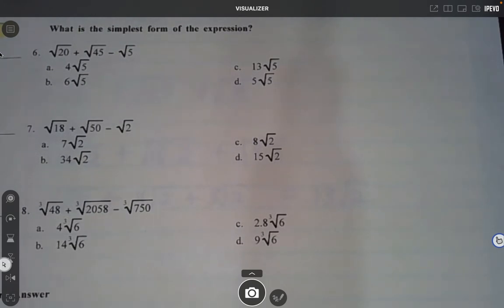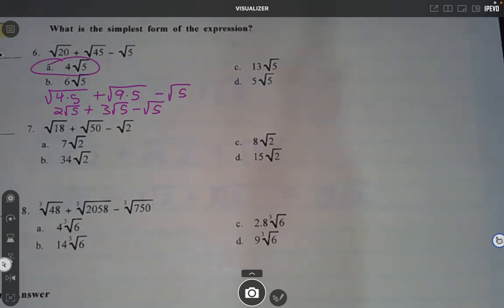Okay, so this one, number 6, we can tell what number is going to be under the square root. What's it going to be? 5. Okay, so what is my square root of 20 changed to? 4 times 5. And what's my square root of 45 changed to? 9 times 5. And then there's that one already done. So what this one is going to be: 2 square root of 5 plus 3 square root of 5 minus 1 square root of 5. Which is what answer? 4 square root of 5. It's A, 4 square root of 5. These aren't so bad. It's probably the easiest thing we did.